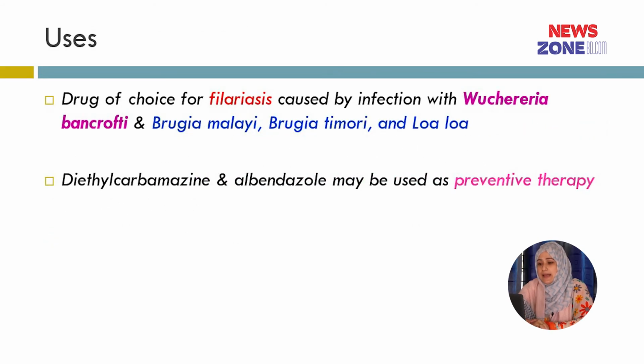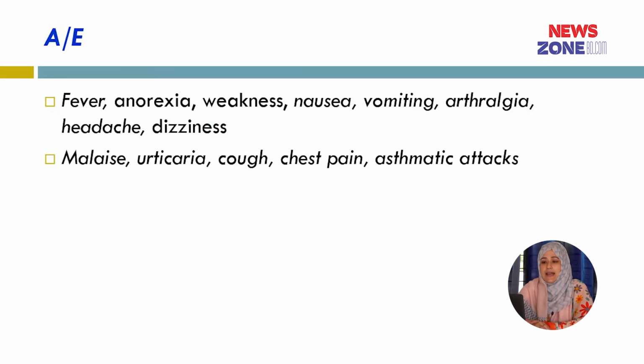What are the uses? The drug of choice for filariasis caused by infection with Wuchereria bancrofti, Brugia malayi, Brugia timori, and Loa loa. Diethylcarbamazine and albendazole may be used as preventive therapy for this disease. What are the adverse effects? Adverse effects are fever, anorexia, weakness, nausea, vomiting, arthralgia, headache, dizziness, malaise, urticaria, cough, chest pain, asthmatic attacks, etc.